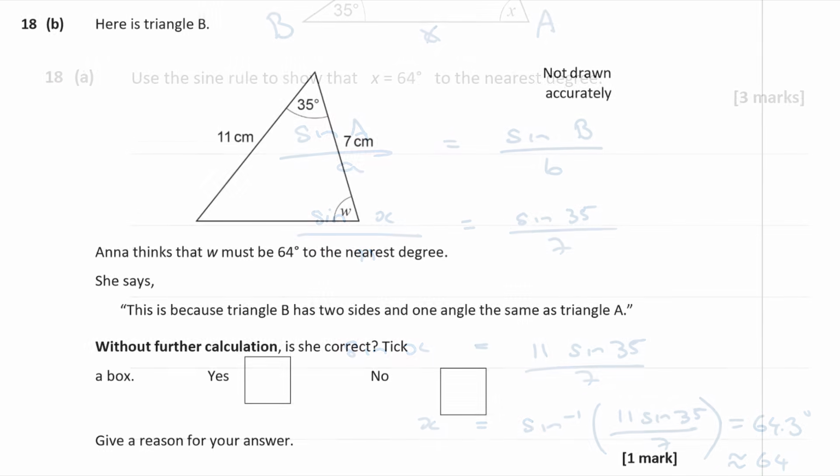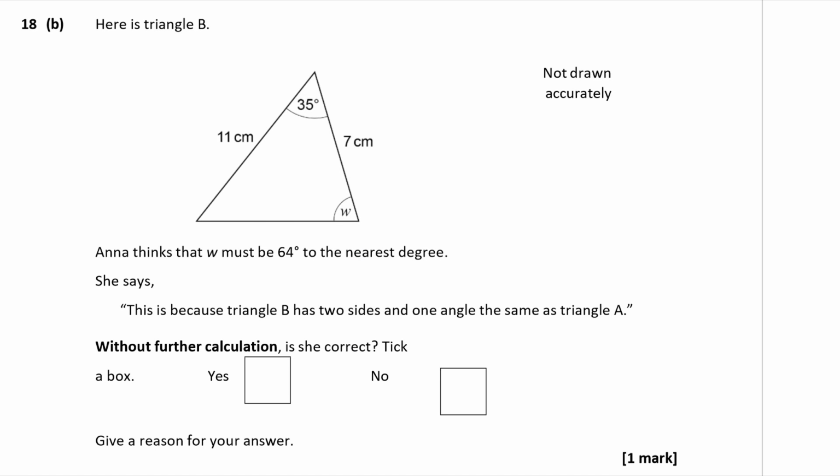Okay, part B, I've got another triangle here. Anna thinks that W must be 64 to the nearest degree. She says this is because triangle B is 2 sides and one angle the same as triangle A. Without further calculation, is she correct? Tick a box, yes or no.